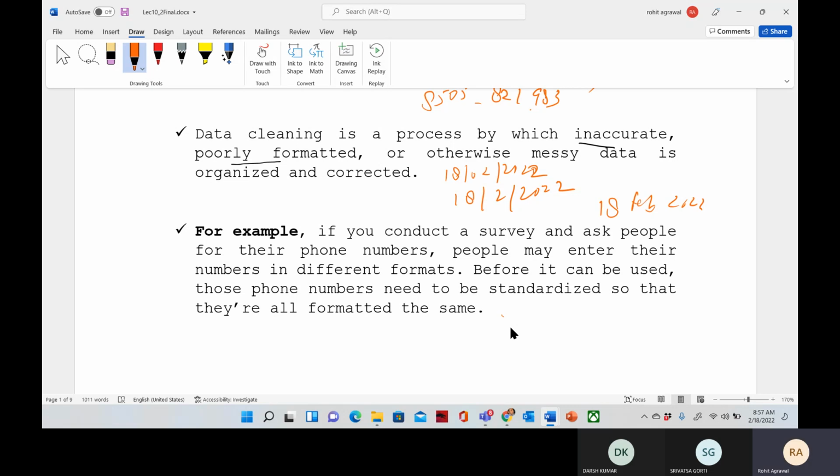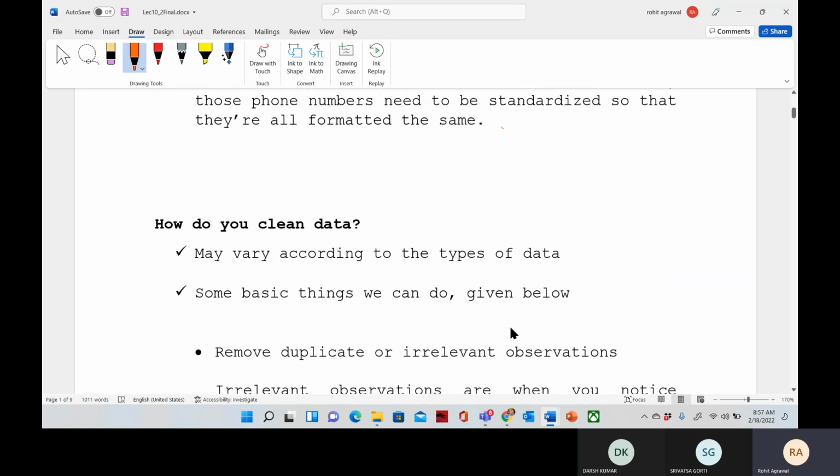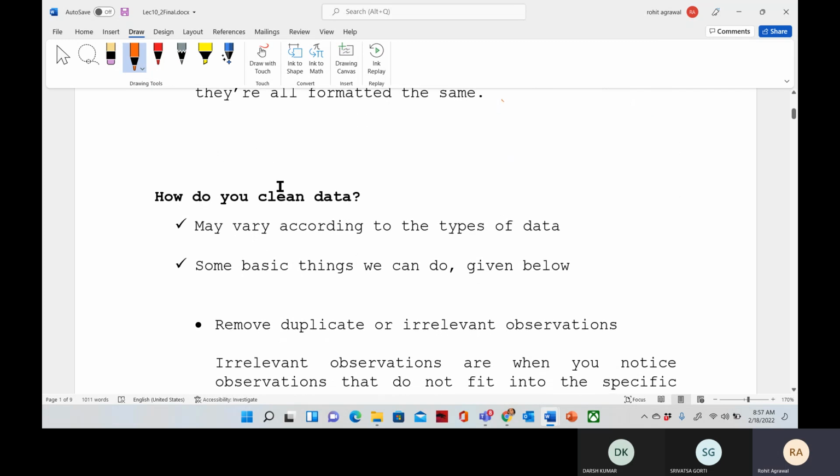I will give you the process of how data can be cleaned. See, how do you clean data? Data cleaning is not fixed. It is not guaranteed that there are standard rules, but you can follow these for your data cleaning purpose. It may vary according to the type of data. It will depend on the data and the problem itself. There is no fixed rocket science rule. Some basic things I can tell you for data cleaning.